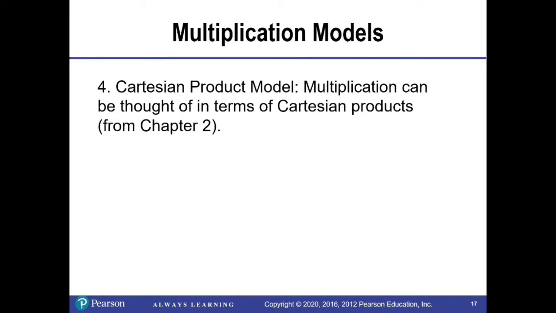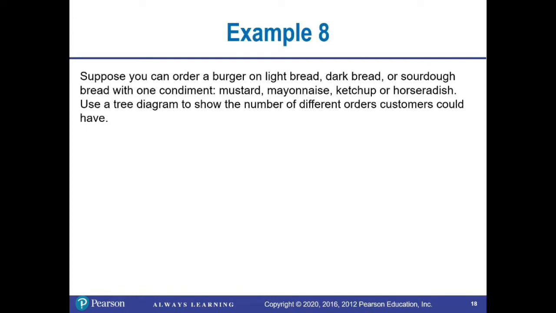Multiplication can be thought of in terms of Cartesian products, similar to what we did in Chapter 2. So let's suppose we can order a burger on a light bread, a dark bread, or sourdough bread. And then we can choose a condiment: mustard, mayo, ketchup, or horseradish. We want to use a tree diagram to show the number of different orders that a customer could have.